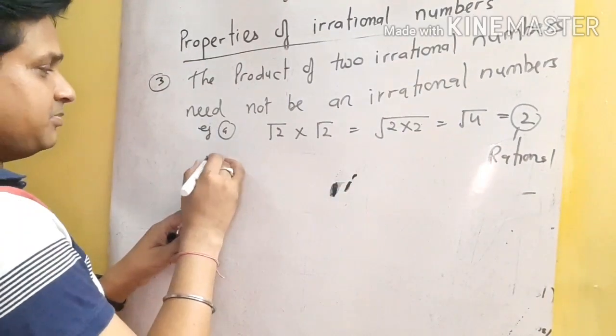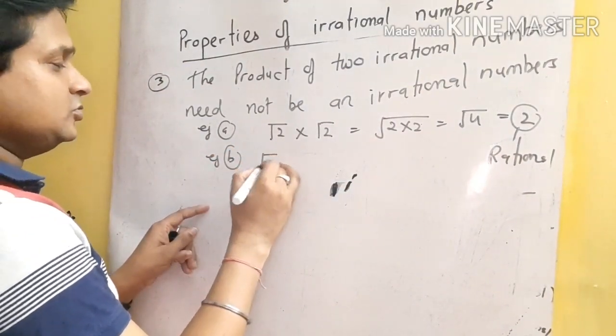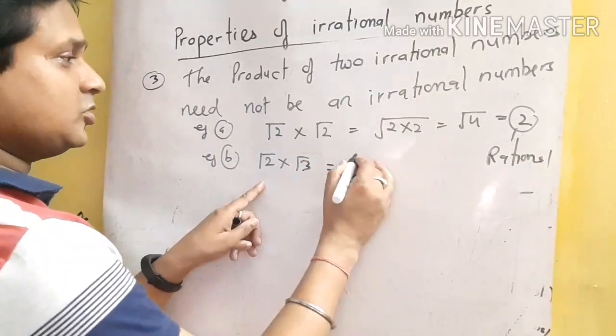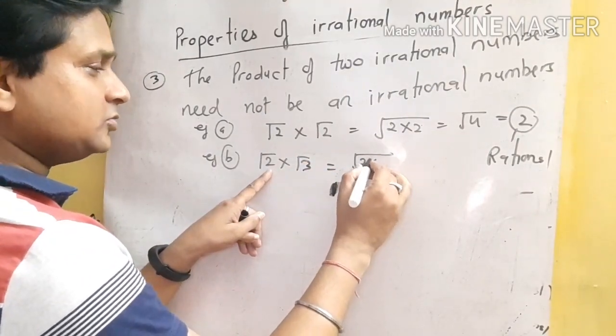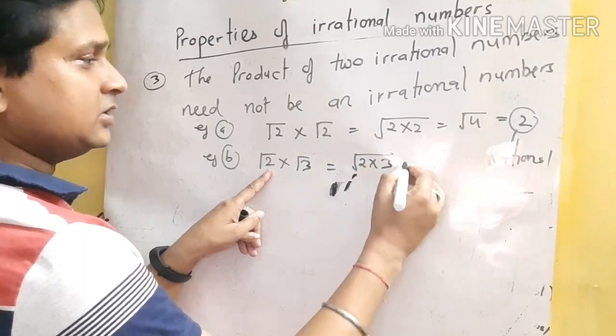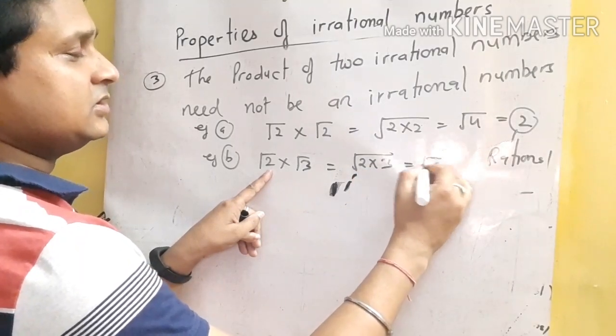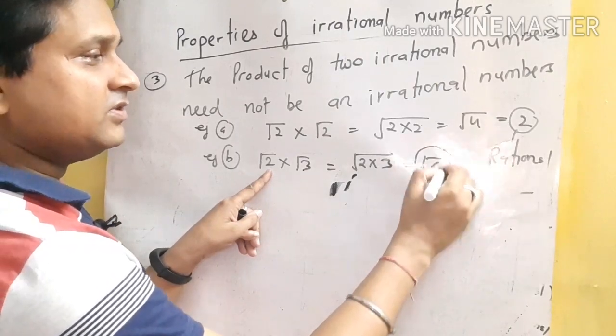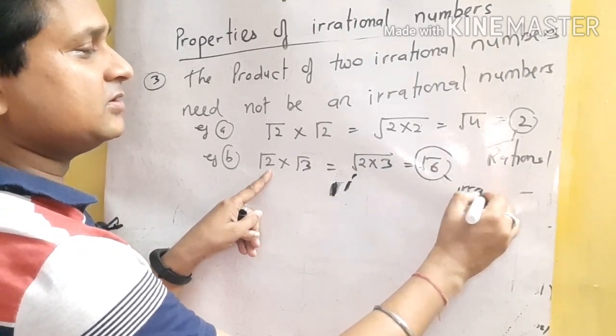Now example number B. So root 2 into root 3. How to solve it? You will multiply 2 into 3. So this will be root 6. This is a non-perfect square number. So this will be an irrational number.